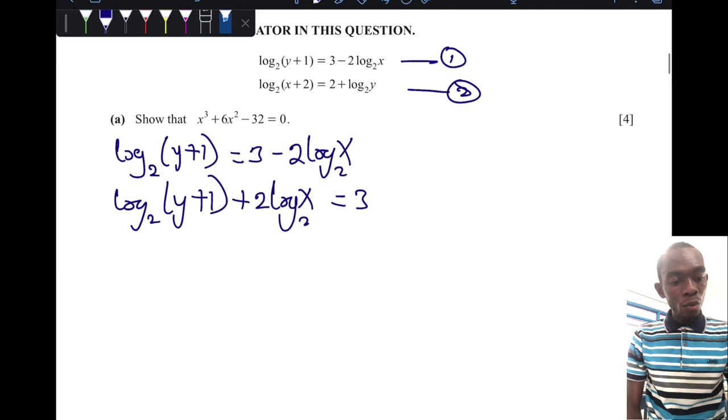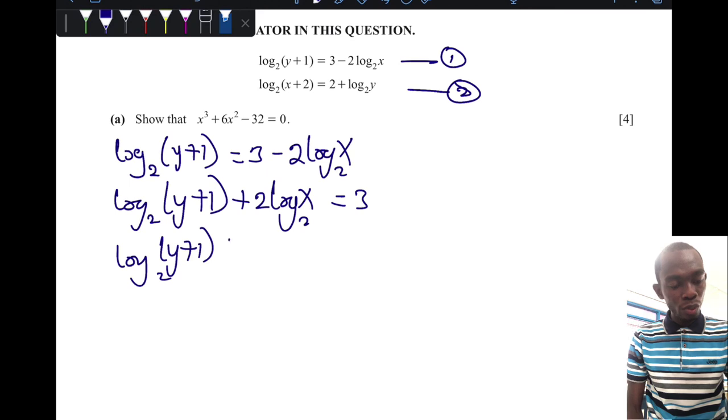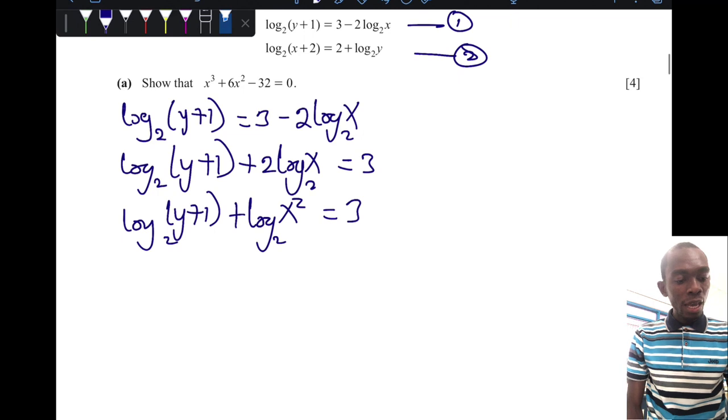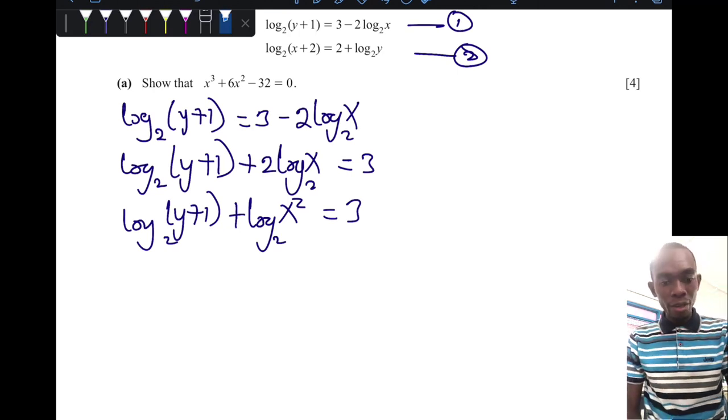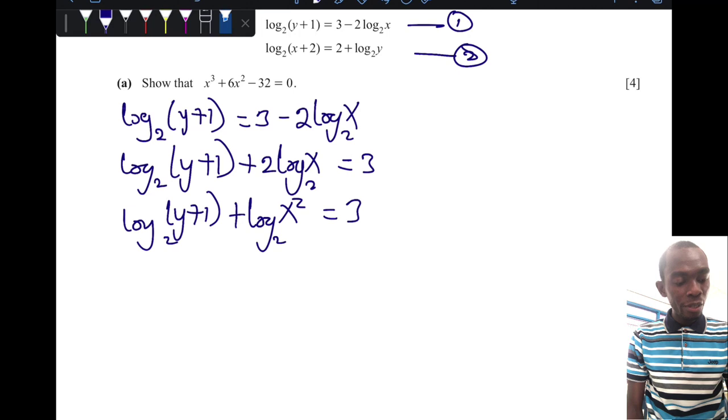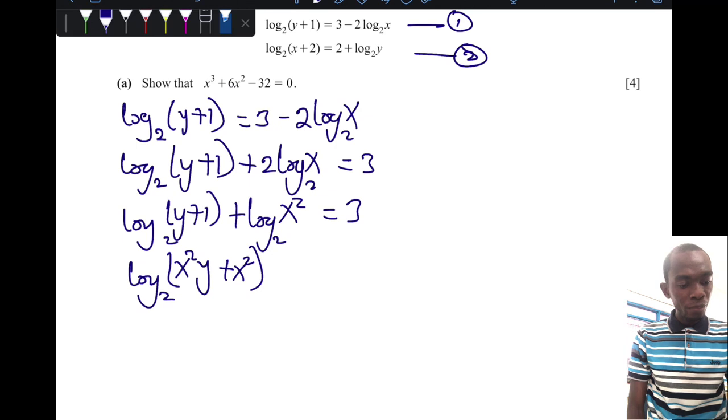All right, now I want to take this 2 here back, so to go and become an x squared. Okay, so I have log (this guy) base 2 plus log x squared base 2 is equal to 3. Now remember that when they are multiplying, they are adding, it means that if I make it a single log, they'll multiply. Okay, so I will have log x squared (y + 1), base 2, not base y, sorry, is equal to 3.